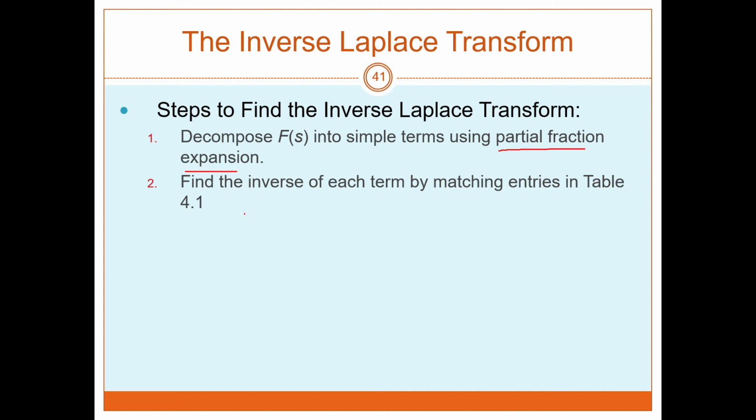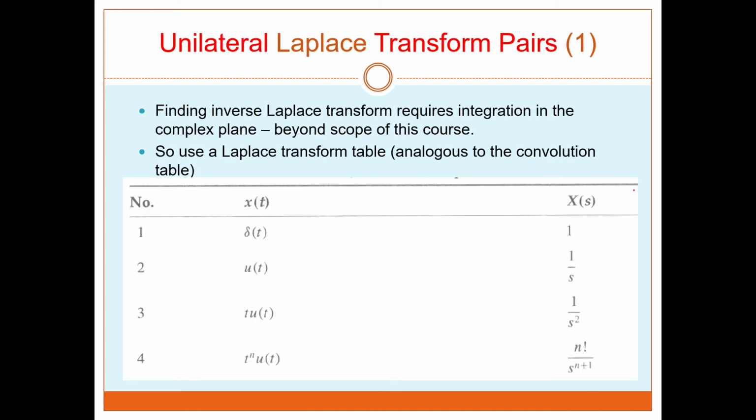Okay, and then we will find the inverse of each term by finding the matching entries in table 4.1. So what is table 4.1? If we recall, we know that if a function is delta t, the Laplace transform is 1. So we don't have to use the formula. That means we can just compare the matching entries, whether it's a delta t to 1.